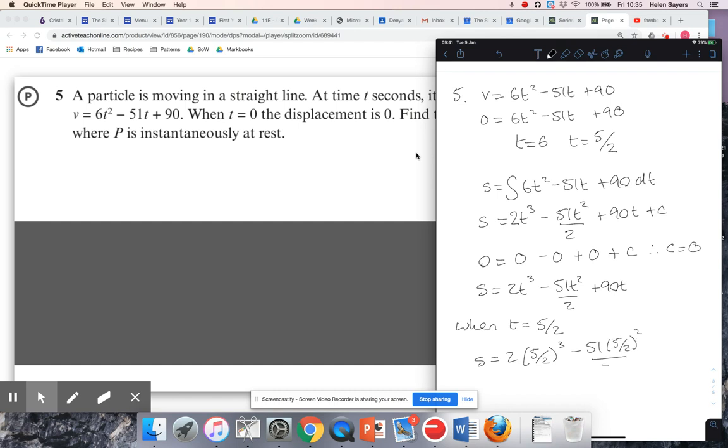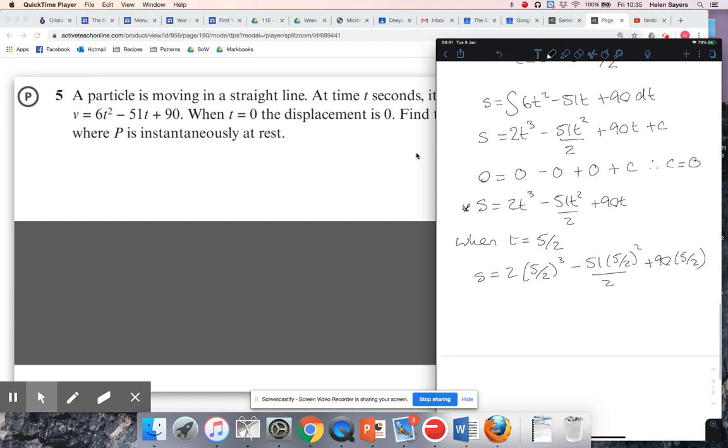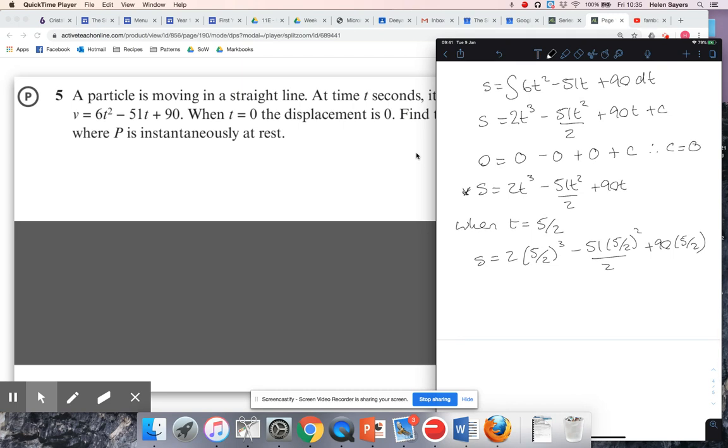I'll stick all this straight into my calculator, but just to show some working, I'm just substituting t is 5/2 into this. Okay, so let's just quickly stick that into the calculator. So 2 times... okay, so I managed to just double check that when we check the answers, but I'm getting that to be 96.875 meters.